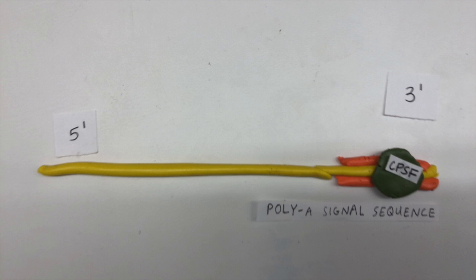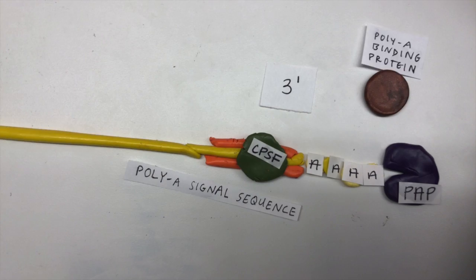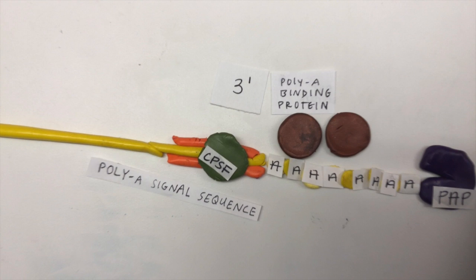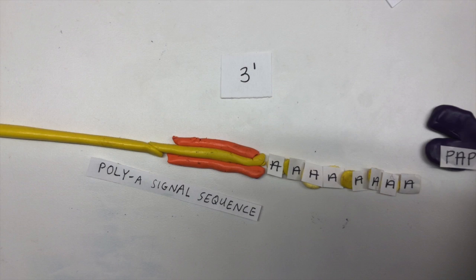Poly-A polymerase enters and catalyzes the addition of the poly-A tail, held together by poly-A binding proteins. This poly-A tail is responsible for stabilizing and protecting the new strand of RNA. After the addition of 200 A's to the 3' end of the new RNA strand, which creates the poly-A tail, PAP and CPSF are removed.